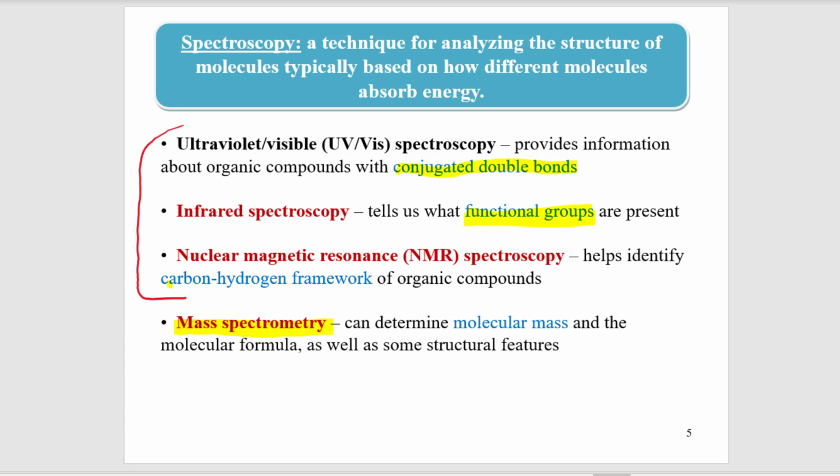So it tells us what's present. Nuclear magnetic resonance spectroscopy helps us identify the carbon-hydrogen framework. This is the big one that tells us a lot more about connectivity. So you can see how each spectroscopy instrument tells us a little bit more of the pieces of the puzzle. And then mass spectrometry, this one helps us determine molecular mass. Although it uses a different modality, it does tell us information, but it's a spectrometer.